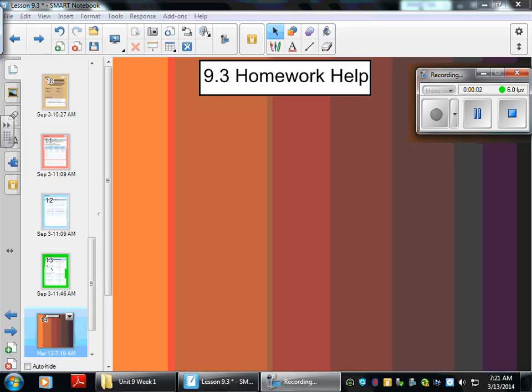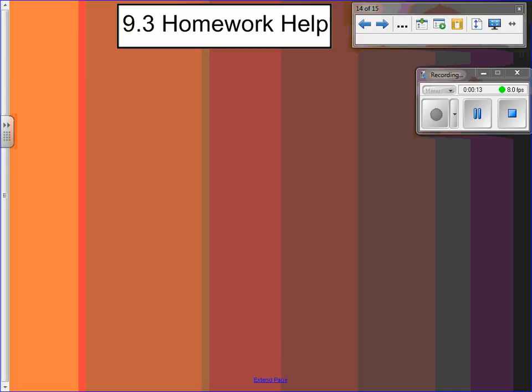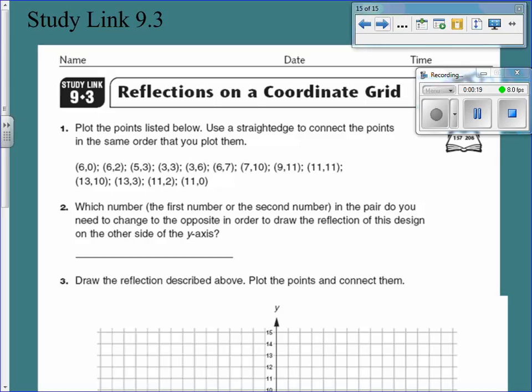Good afternoon, class. Today we're going to be looking at 9.3, more work with coordinate grids, more work with coordinate graphs and plotting points. But this time, there's an emphasis on the word reflections. We talked about them today, but I'm going over this homework with you so that hopefully you remember a little more from today's lesson, and we can figure this out. Let's do this together. Read the directions.